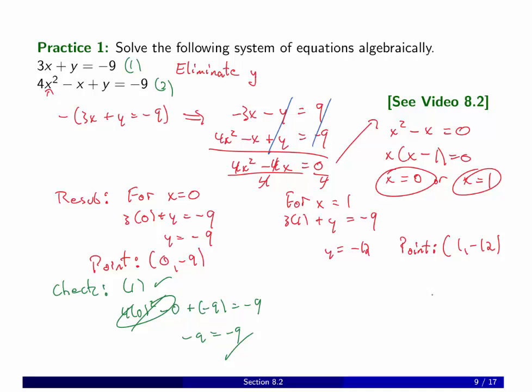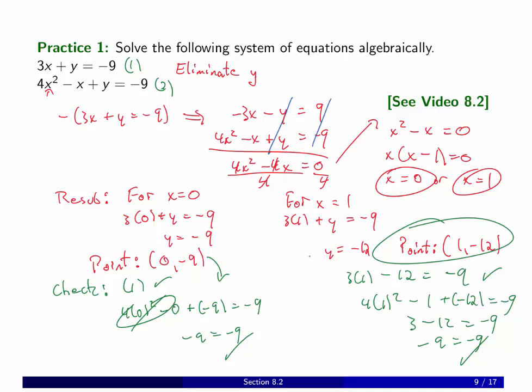Okay, for the next point, we have 1 and negative 12. So by the way, that was for this. For 1 and negative 12, you plug in 3 times 1 minus 12 equals negative 9. That works out well. So these checks are fast, as long as your equation's pretty easy. You look at this, this is 4 minus 1, that's 3, minus 12 equals negative 9, that's negative 9 equals negative 9. That checks out to be true. So these are the solutions.